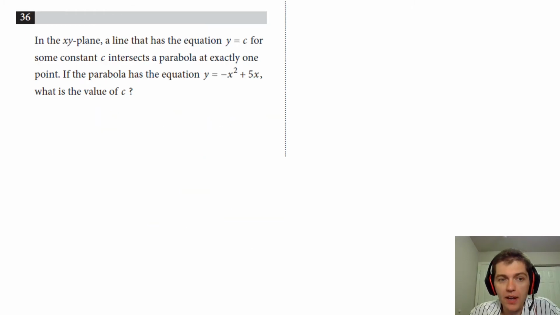In the xy plane, a line that has the equation y is equal to c for some constant c intersects a parabola at exactly one point. If the parabola has the equation y is equal to negative x squared plus 5x, what is the value of c? And I'll be straight here.